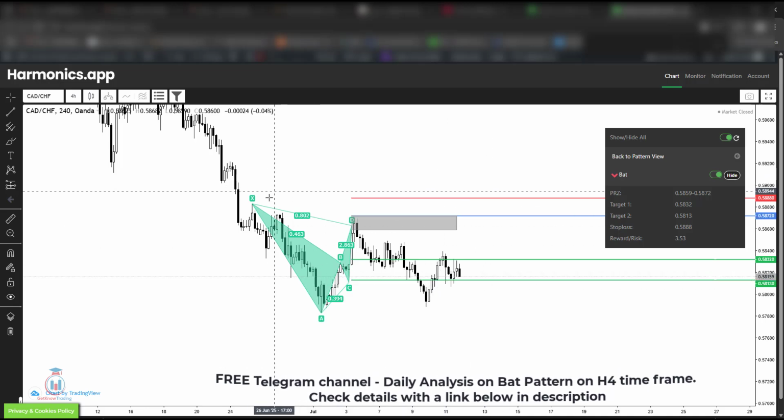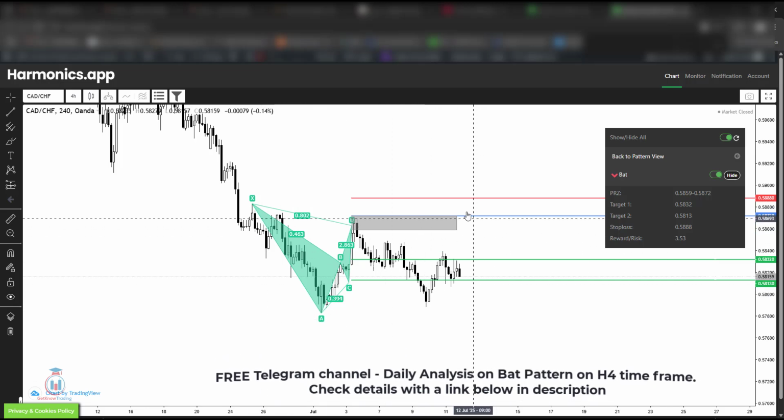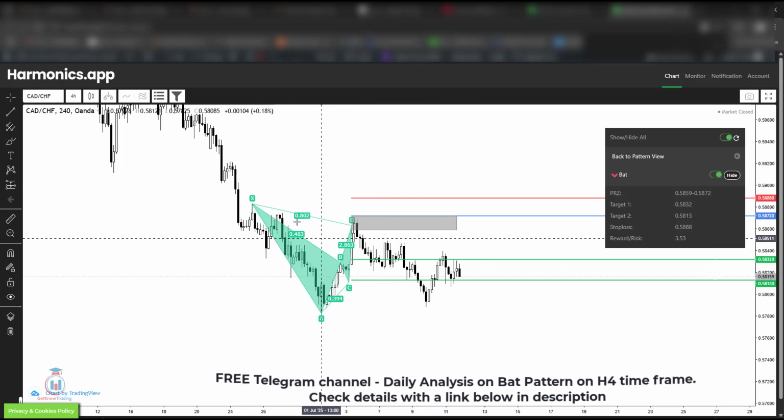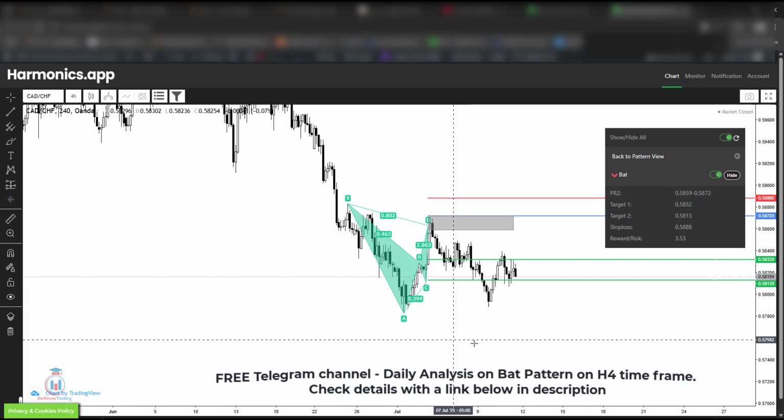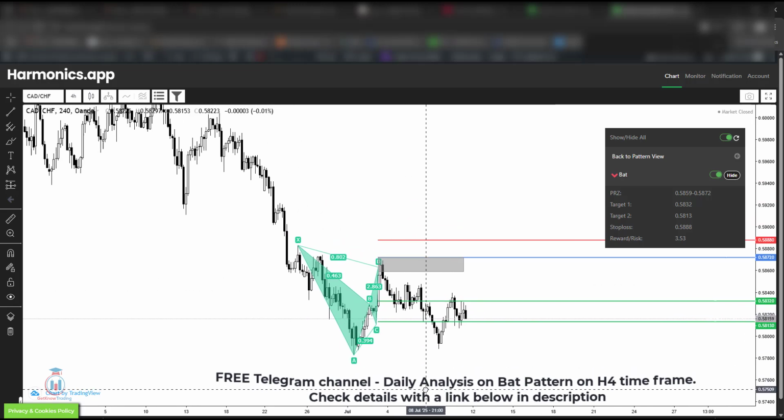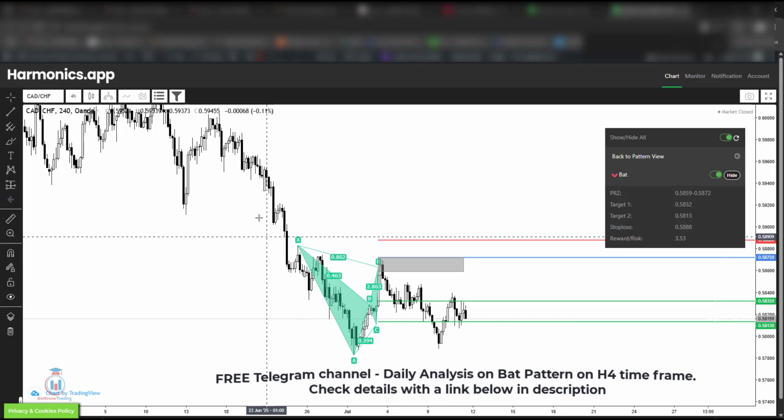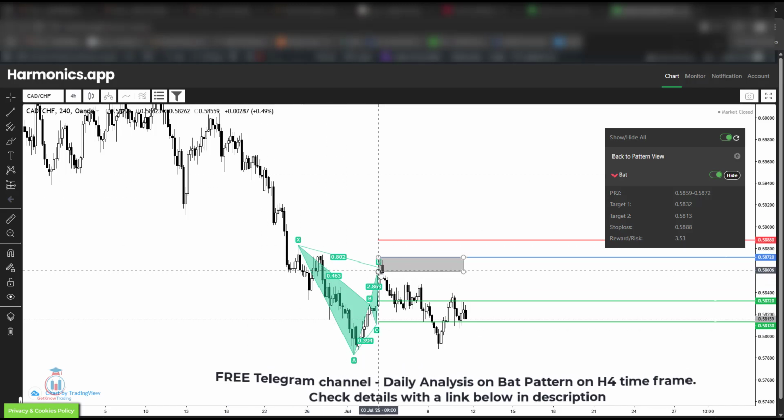When this pattern is detected by the scanner and I receive the link on the Telegram, I click on the link, I get here to the chart. The next step is always to make the analysis. First filter is always to see, is this pattern in line with the trend?